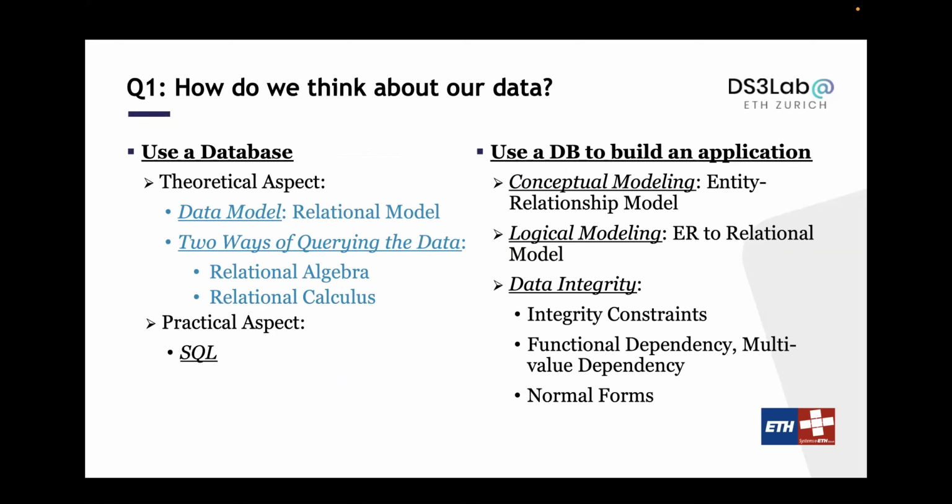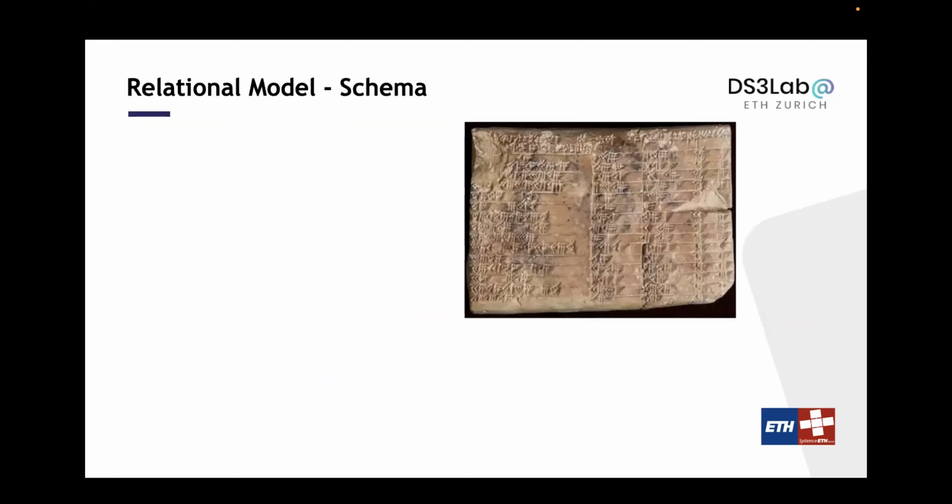The first component that we have is a theoretical perspective. It's very important to understand in principle, at a really high level, what is data in the eyes of a relational database system, and also what are the different ways that you can query your data, and what querying data really means. So essentially, the relational model that we talk about is something that looks like this.